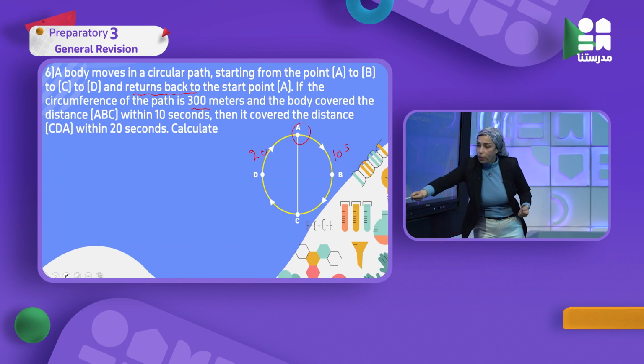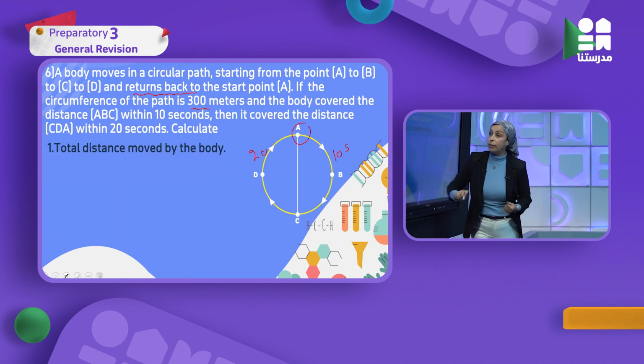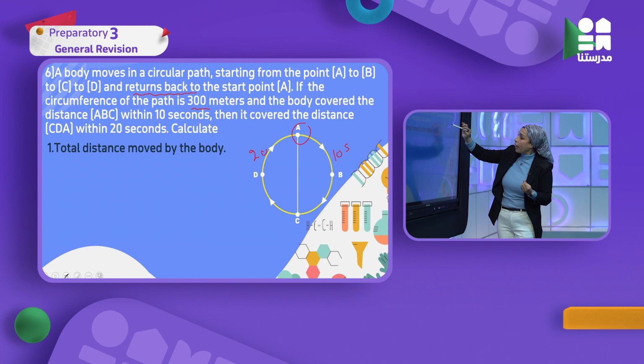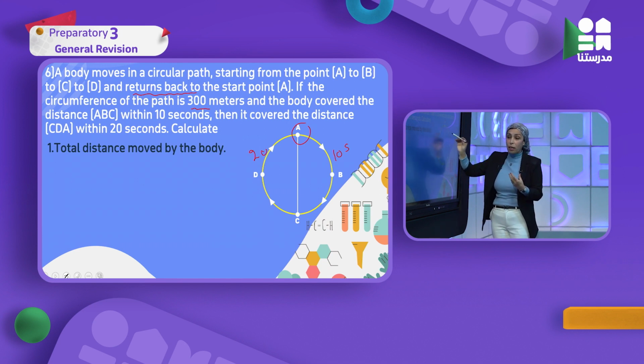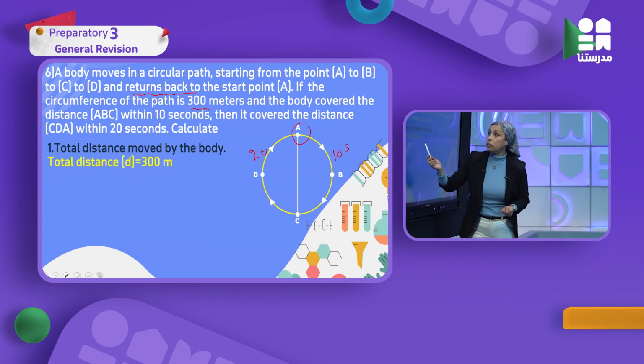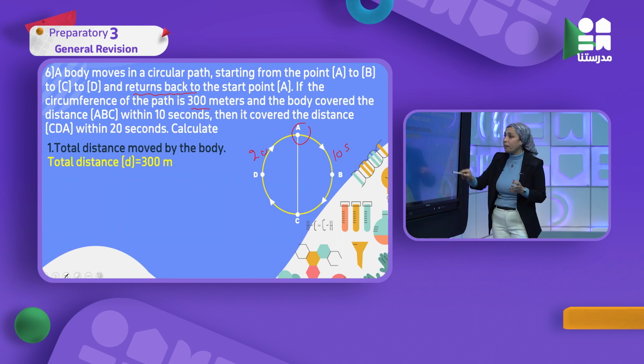Calculate. Number 1 says calculate the total distance moved by the body. What did the body do? A to B to C to D and returning back from D to A. So the total distance covered by the body is of course the circumference, which is 300 meters, the circular path that the body moved.